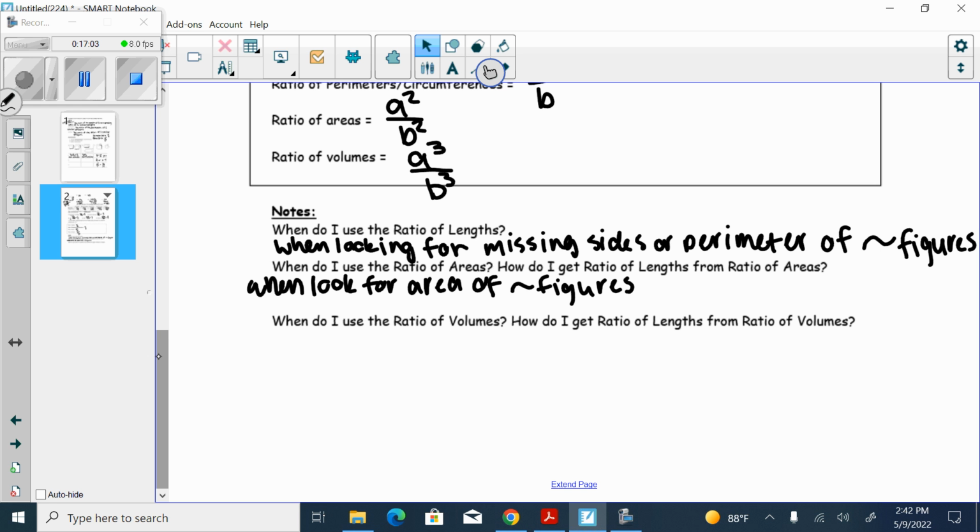Okay? They ask also, how do I get the ratio of lengths from a ratio of areas? So we said to turn it from a ratio of lengths into area, we square it. So how would I go back to a length? Very good. So square root for this question. Square root the ratio of area.